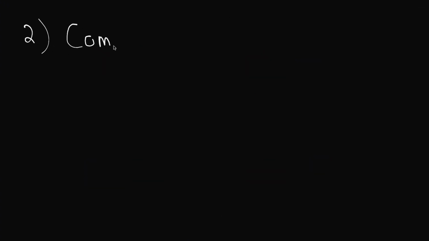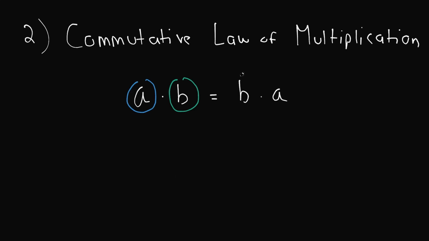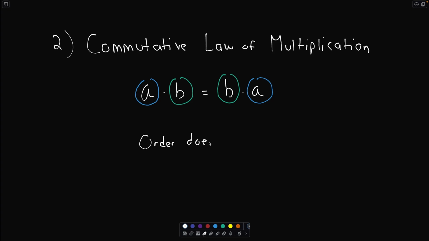The second law, the Commutative Law of Multiplication. This law says if you have A times B, that could be rewritten as B times A. A and B are on the left side, but here on the right side, B comes first and A comes second. This law says the order doesn't matter as well.